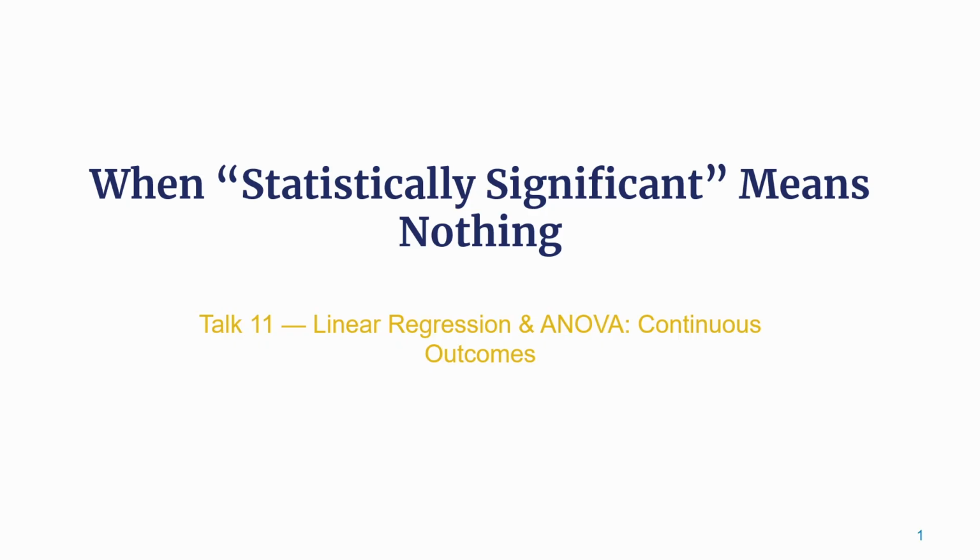If you've made it through the previous talks, you'll find this one builds naturally on what you already know. The core logic, coefficients, confidence intervals, p-values, multivariable adjustment, is the same as logistic and Cox regression. The difference is the output. Instead of odds ratios or hazard ratios, you get beta coefficients in the original units of measurement.